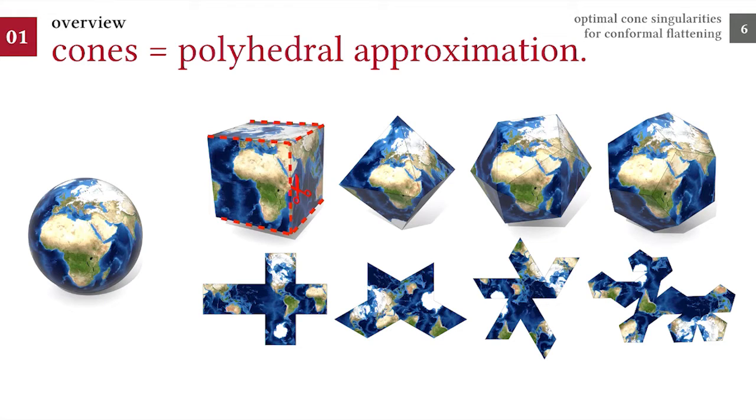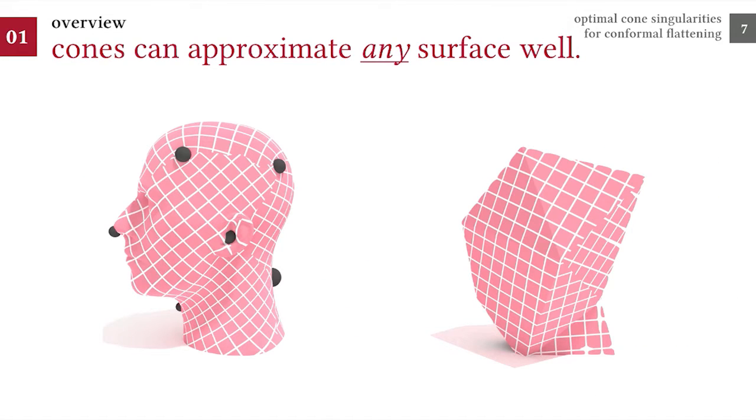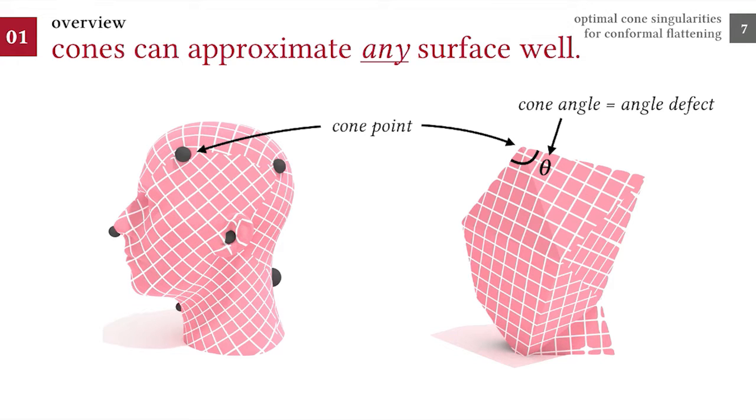Before I get to that, though, note that since these polyhedra are completely flat, the choice of cut has no effect on distortion. And in practice, we don't even need to compute the polyhedron. We just need to know where the cone singularities, or vertices, are, and their associated cone angles. And the cone angle is nothing more than the usual angle defect. Now, any surface, no matter how complicated, can be well approximated using cones. And the question that we're going to be looking at is how do we choose the best approximation?